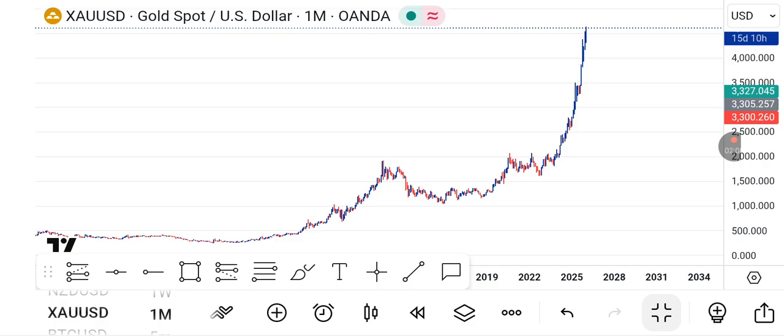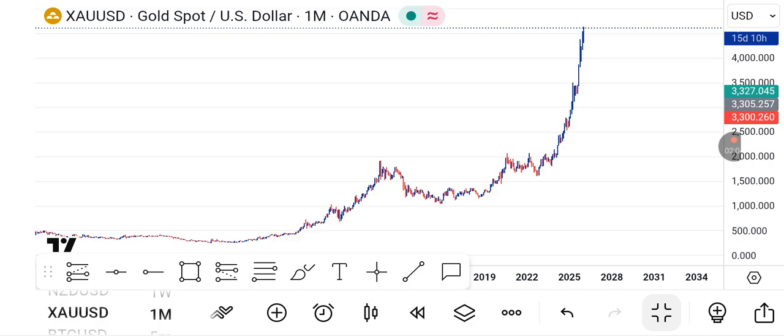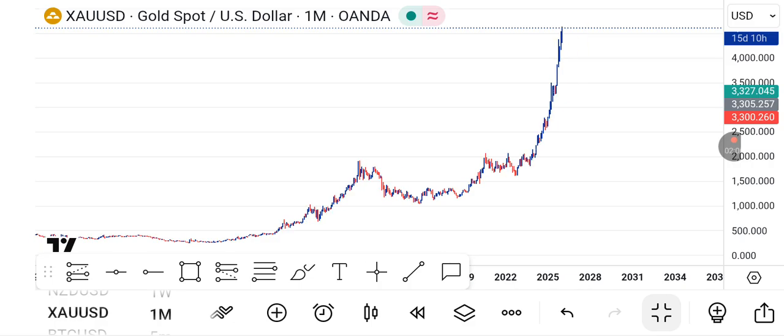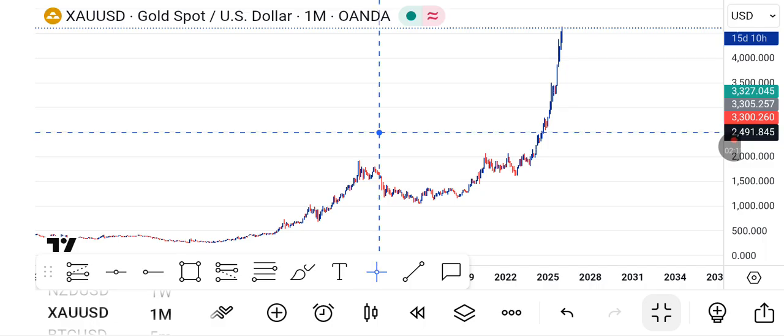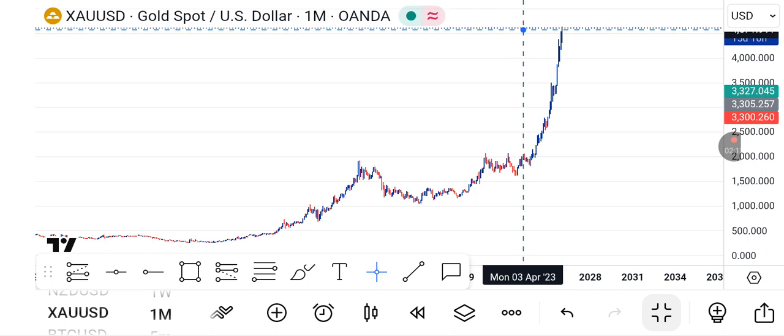Now I'm seeing everything. If there's a turn, I will see it. If there's a major resistance or support, I will see it. So this is the peak. This is the highest price of gold right now. Yes, this is the highest of it.